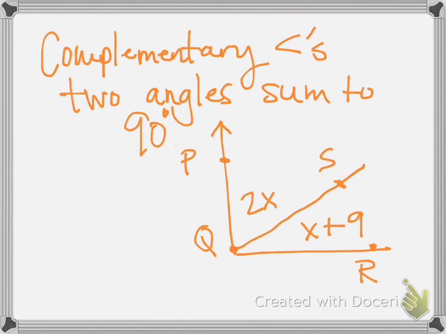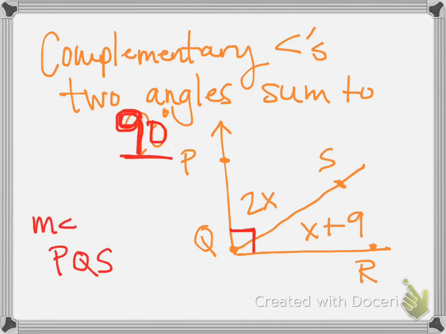Okay, complementary angles are two angles that sum to 90. I remember this because it's right to give a complement, and a right angle is 90 degrees. So you could put a box here, and that would mean 90 degrees. So if I solve this problem, they say find PQS, the measure of angle PQS.